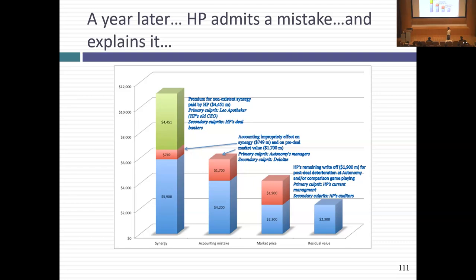And finally, I also said, you know what, the remaining, they actually took Autonomy and made it a worse company in HP. So I said, the CEO who followed Leo Apotheker and the current management, and its auditors are responsible for the remaining money. $8.8 billion is assigned across different groups. You know how many of these groups actually ended up being held accountable for this? None. How the heck do you get away with this? How do you make an $8.8 billion mistake and nobody seems to be responsible?